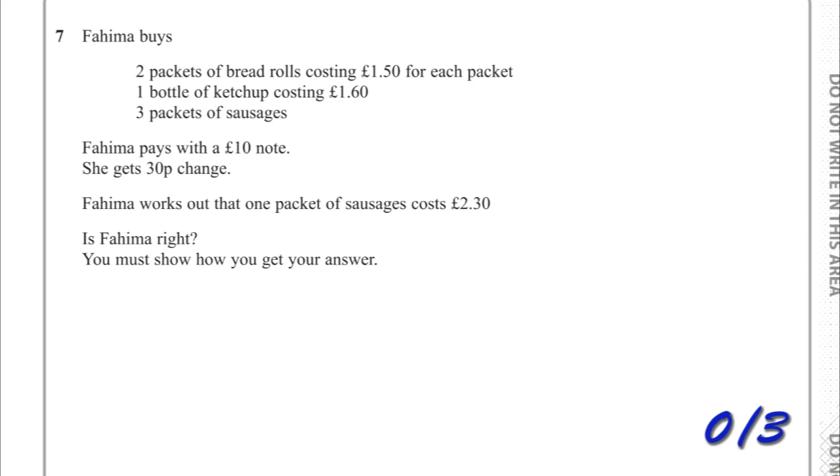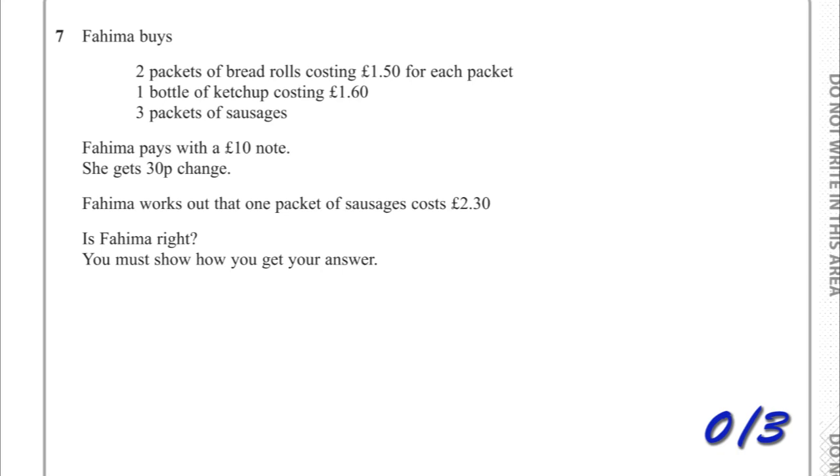Now this is worth 3 marks, so we need to make sure we're showing a lot of working, and they've asked us if she's right, so we need to make sure we end saying whether she's right or not, and we must remember to include some numbers to show why we think that. Now in a question like this, the easiest way to show if she's right or not is to find out how much the sausages cost. There are some other ways of doing it, but I think that's the easiest.